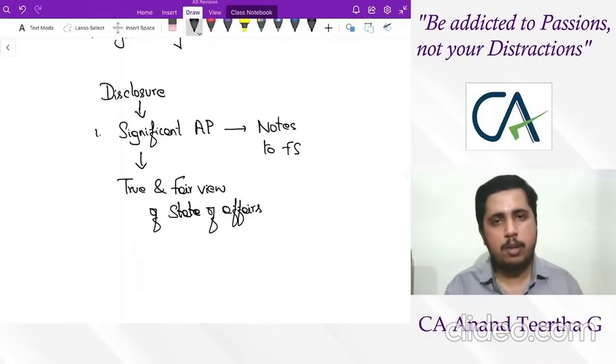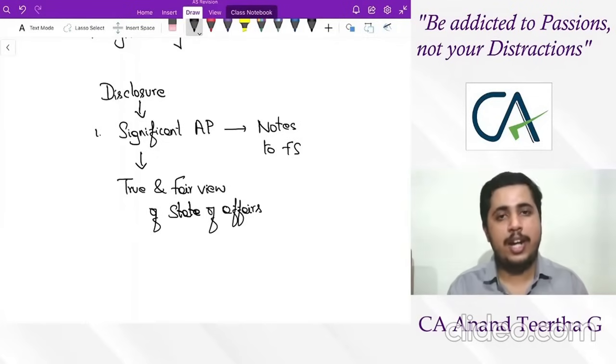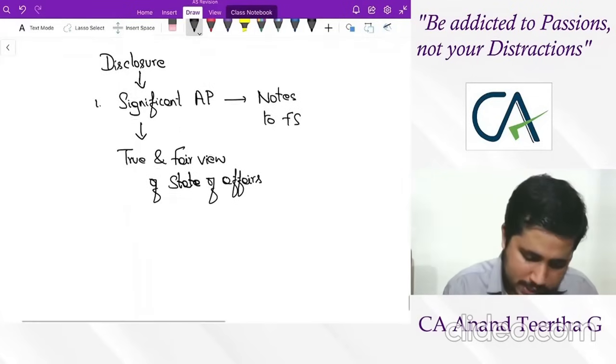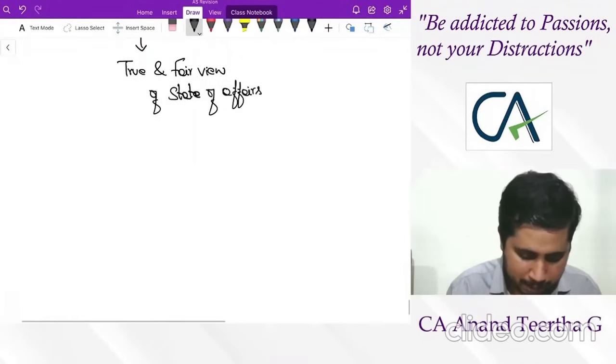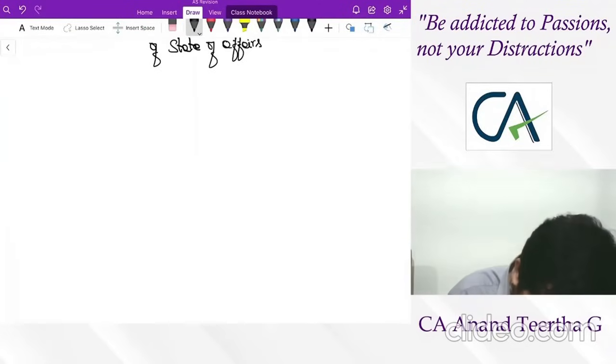All significant accounting policies should be disclosed. These significant accounting policies should necessarily go with a true and fair view. Now, once they talk about the disclosure aspect, they talk about something called fundamental accounting assumption.